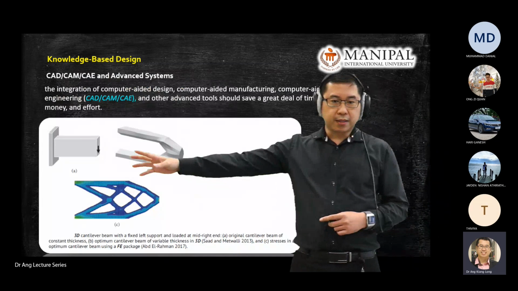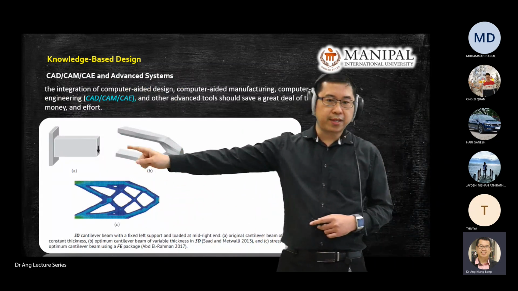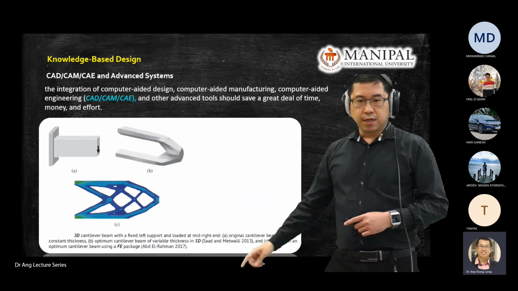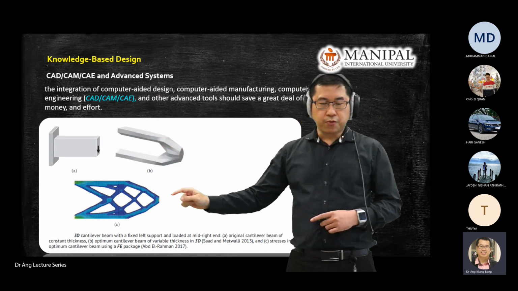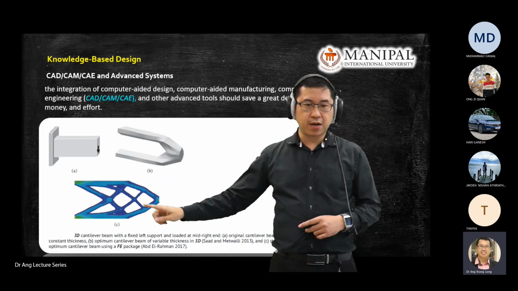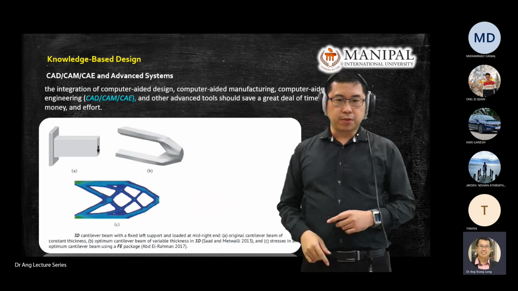You'll be seeing this in the coming weeks. Currently you are at the stage where you're generating the 3D model. Later, you will use the software to do analysis and you will see the projection of color, the stress color, on your 3D model.